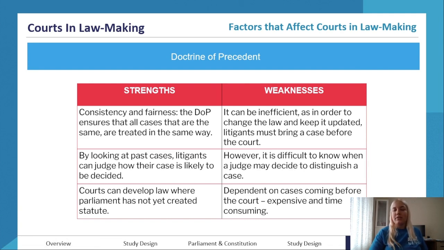Now another one: it's obviously really difficult to know when a judge may decide to distinguish a case. Distinguishing precedent refers to where a judge comes in and says, I don't need to follow this precedent, this common law, because actually the circumstances of my case and the one in which the initial precedent was established are different. So if they distinguish between those circumstances, the precedent doesn't apply to them and they don't have to follow it, and they can make their own decision, even if they're a lower court than the court in which the initial precedent was established.